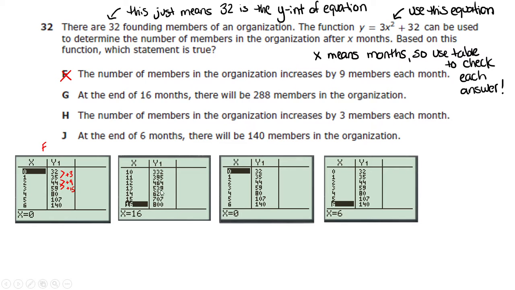Now G, we would have to go to 16. At 16, we see 800, not 288. On H, we know that they increase by 3, then 9, then 15, so we know that H is out. And then for J, it says at 6 months there's supposed to be 140. That is true, so that is right.